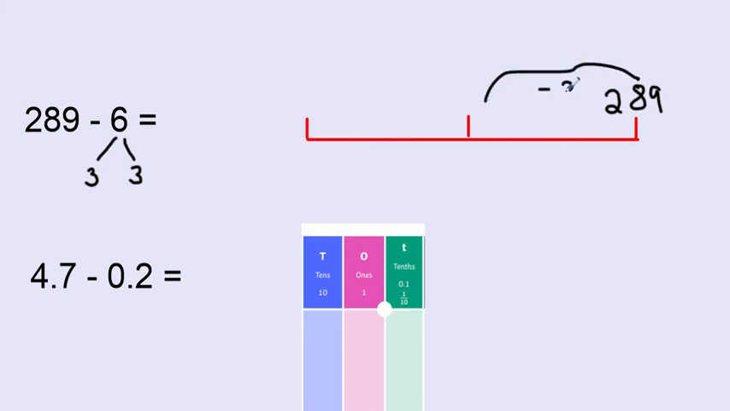If I take away 3, I get to 286. So I know 9 take away 3 is 6. Okay, I've taken away 1 lot of 3. Now I can subtract my second lot of 3. Again, I'm looking at this ones column. 286 take away 3 is 283. So the answer is 283.